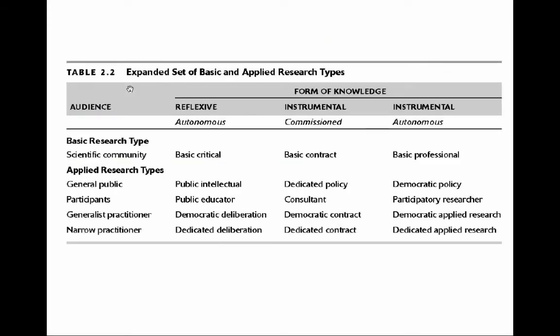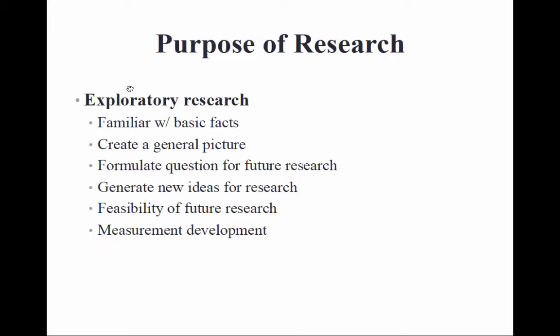And so then we see this broken down in terms of the forms of knowledge that exist, the reflexive and instrumental, and breaking down that instrumental into whether it's commissioned or autonomous, and then looking at the types of audiences that exist. And these would be the general categories that we have for those audiences.